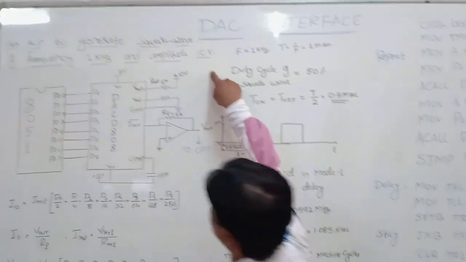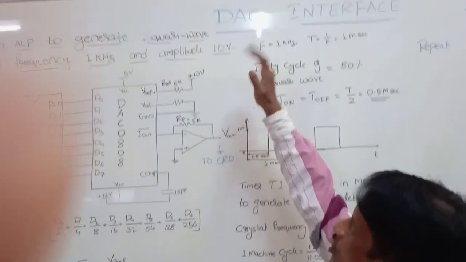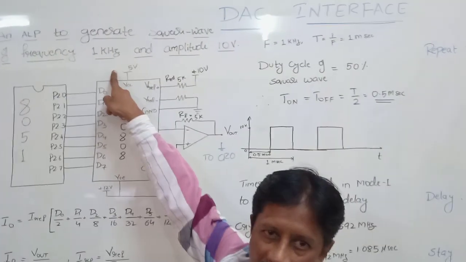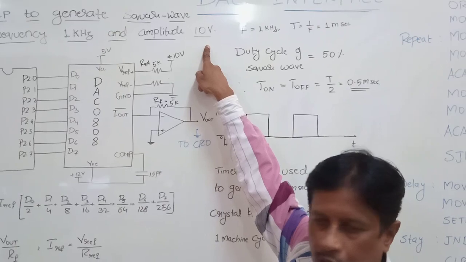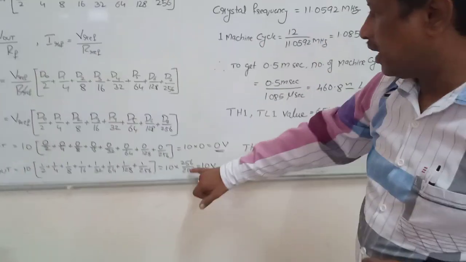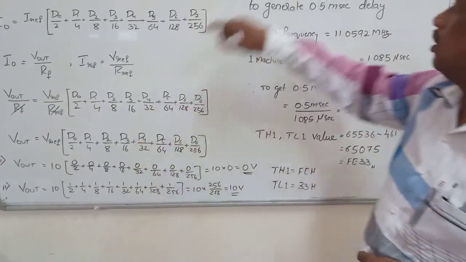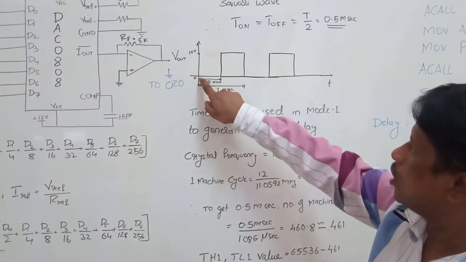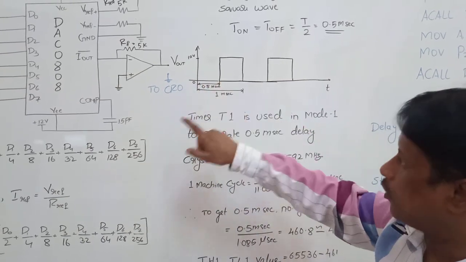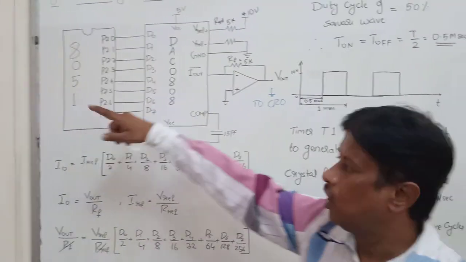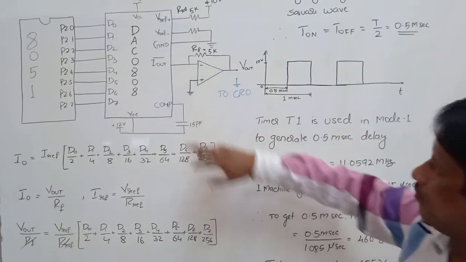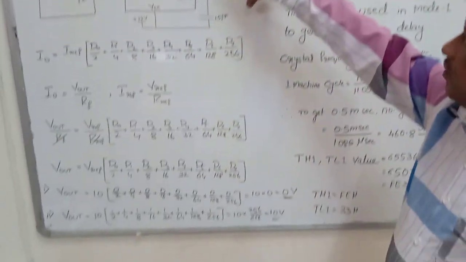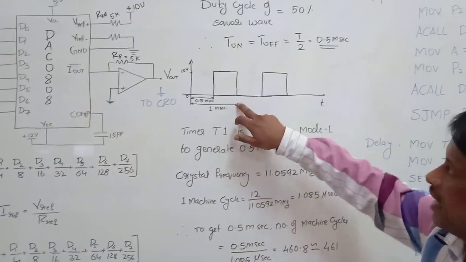Now let us see what we have to do. We will be generating a square wave of frequency 1 kilohertz and amplitude 10 volts. To get 10 volts, I have to give FF, which is very clear from this expression. When you generate a square wave, you will have 0 and then 10 volts. To get output as 0 volts, we have to give the digital input as 0, and to get the output as 10 volts, we have to give the digital input as FF. The calculations are shown here. Once we give these values, we are going to generate a square wave.